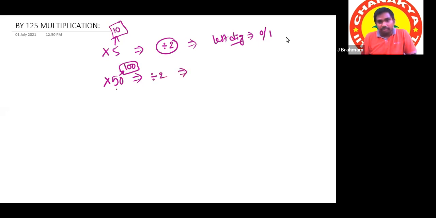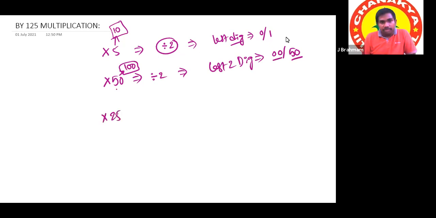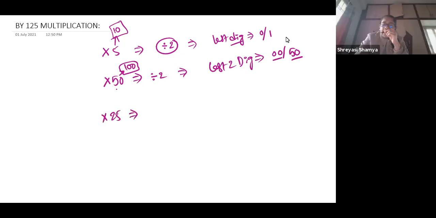Based on the remainder, we'll put the last two digits. If the remainder is 0, we'll put the last two digits as 00. If the remainder is 1, we'll put the last two digits as 50. Next, instead of multiplying any number by 25, we'll do 100 by 4.